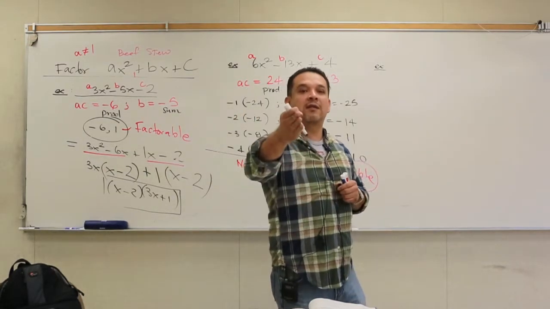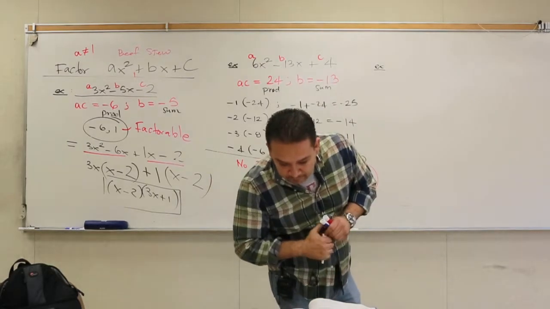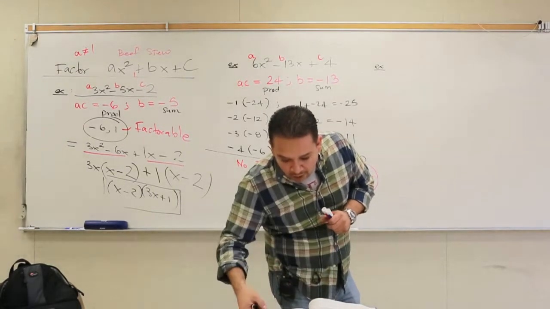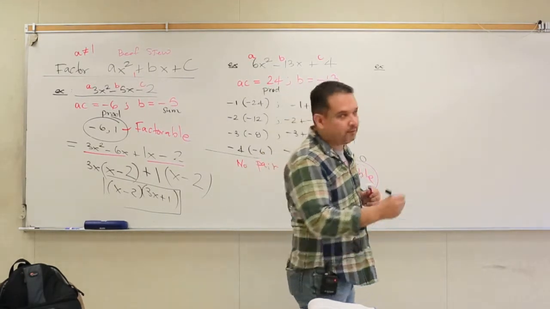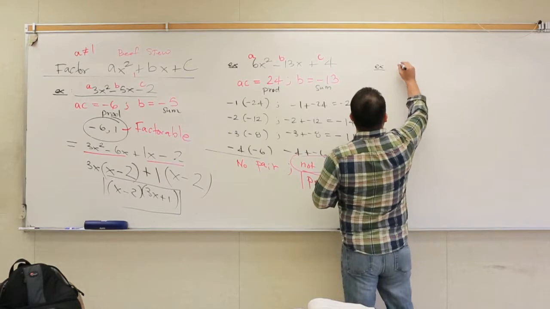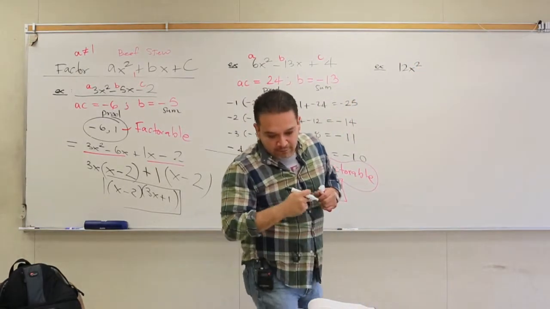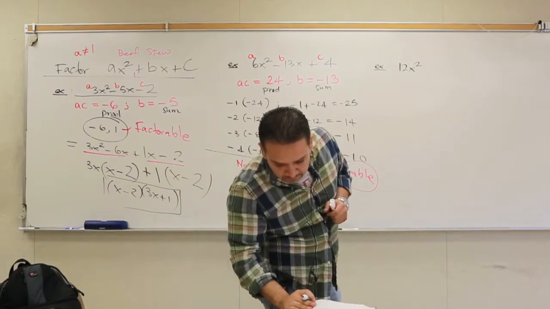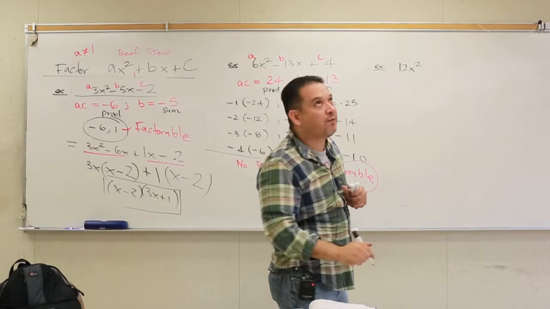Okay, so you wanted to see a non-factorable problem. Let's give you some more. Should we give you a hard one or an easy one? Hard. Let's make it really hard. How's that? 12x squared minus 23x plus 10.